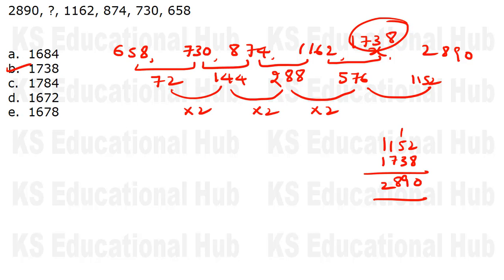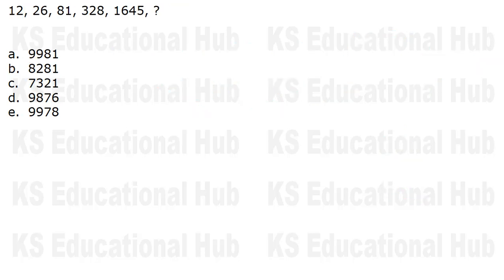Clear about this? Let's check out the next one here. 12, 26, 81, 328, 1645. See here, a little more increase, so I am not going to take the differences here. Let's try to convert the first number to the next one. How can 12 be made as 26? 12 into 2 is 24 plus 2 is equal to 26. How can 26 be made as 81? 26 into 3 is 78, plus 3 is equal to 81.